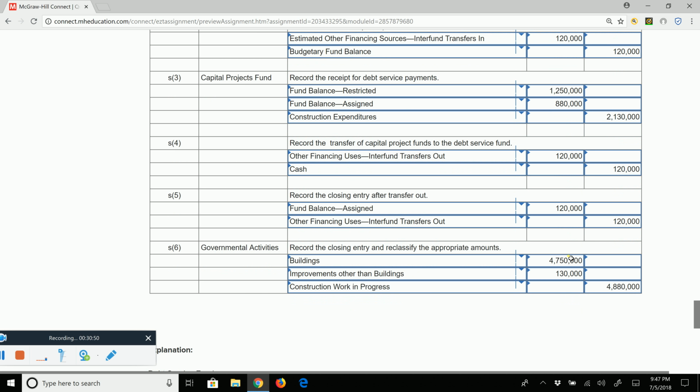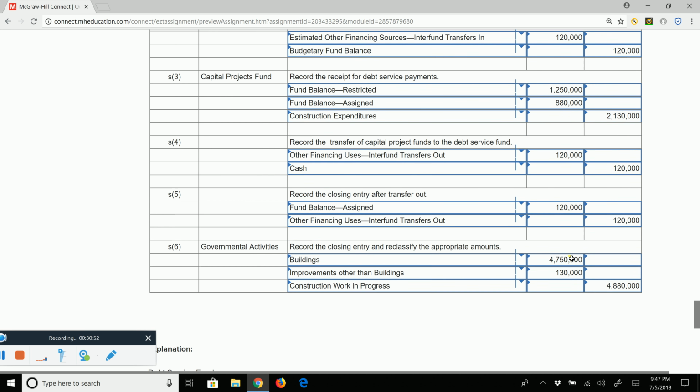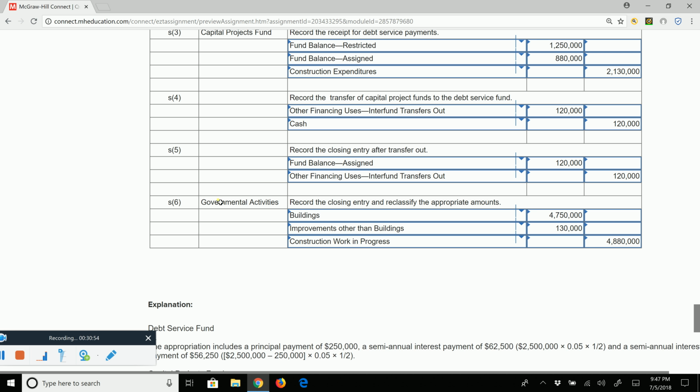While the capital projects fund and the debt service fund are doing all that, in the government-wide, the accrual accounting looks very simple. The building is done. The process is done. So we will debit buildings for $4,750,000, and the $130,000 was the land improvements and the landscaping and the like. We will debit that, and we will get rid of the WIP account with a credit.